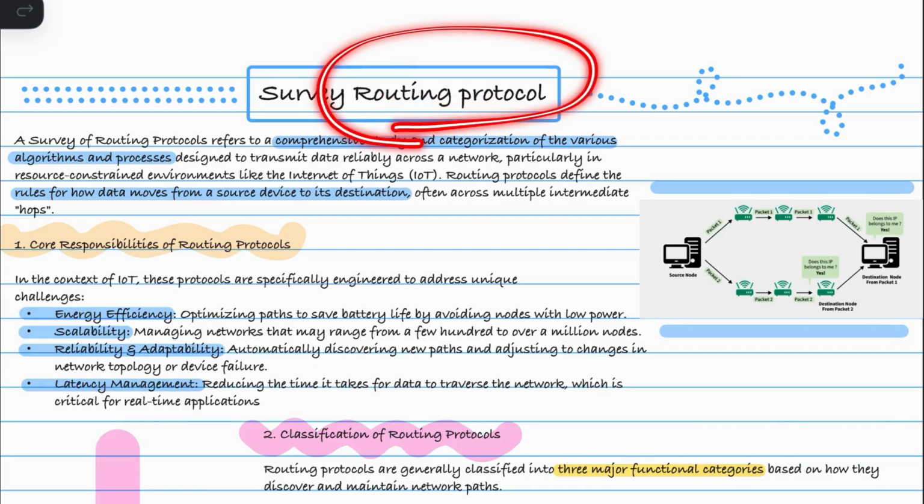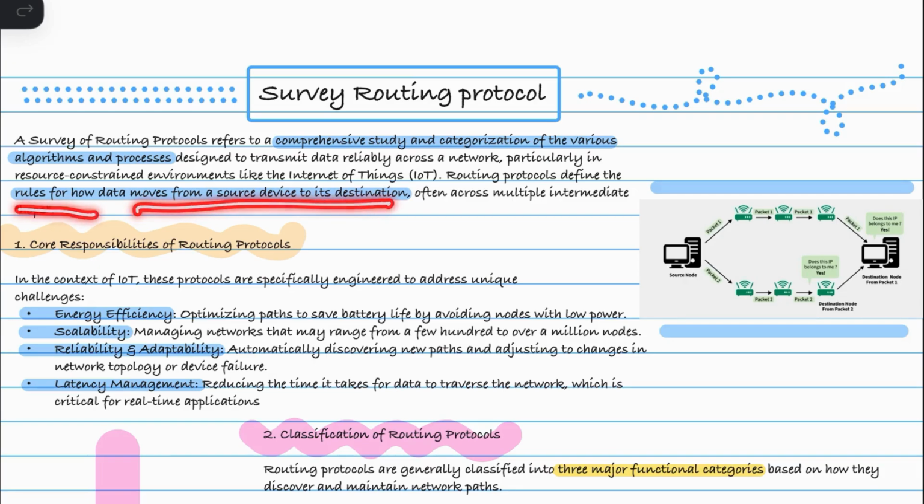So what is the job of routing protocols? Their job is to map out the journey for a data packet to travel from our source device across multiple intermediate nodes until it safely reaches the final destination. It is a comprehensive categorization of various algorithms designed to transmit data reliably across the network, particularly in resource constrained environments. It defines the rules for how data moves from the source device to its destination, often across multiple hops. So there might be many sub destinations in between.